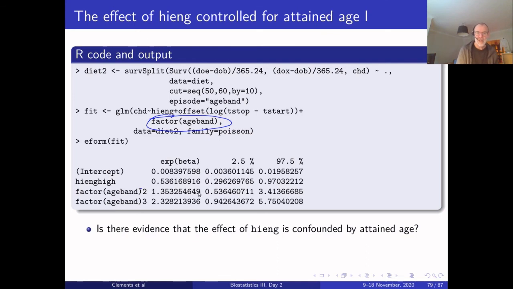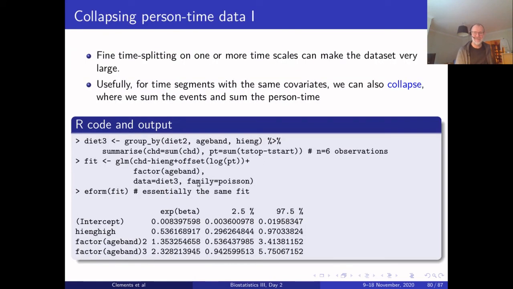And then we find that this changes marginally. It goes from 0.52 to 0.54 after adjusting for attained age. So is there evidence of the effect of high energy being confounded by attained age? It's changing less than 10%, and not much really.